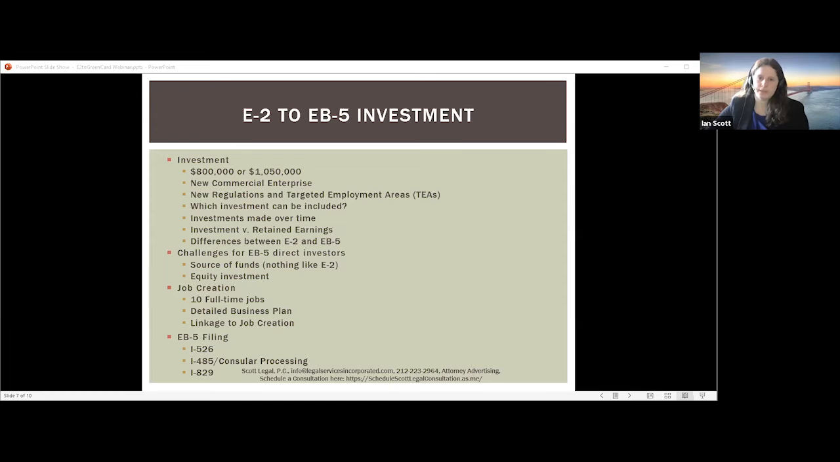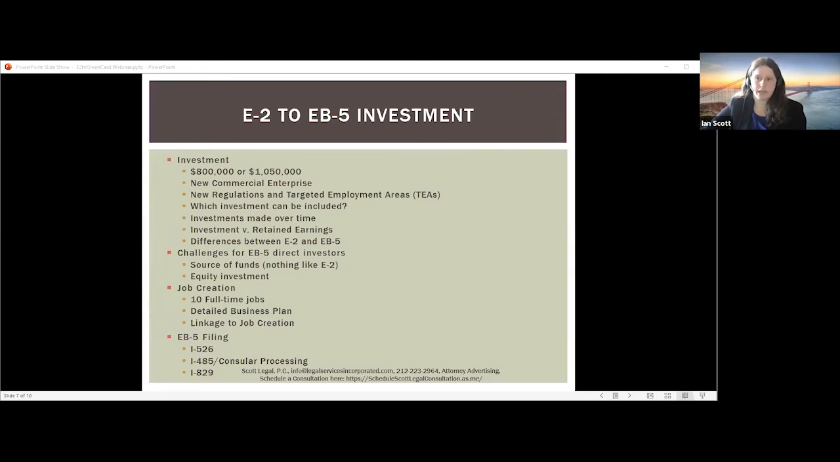Which investment may be included? So most investment can be included, but not all. You do have to sit down with an immigration lawyer to see exactly what can be included. The investment must also be committed and at risk, and idle cash in a bank account will not work for the EB-5. So we can also talk about investments made over time.